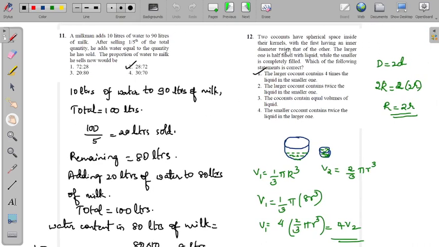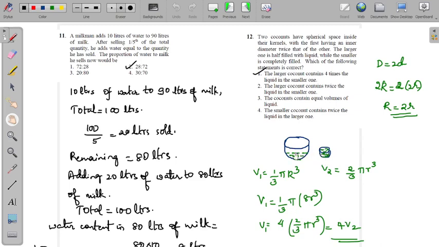Now the next question: two coconuts have spherical space inside their kernels, with the first having an inner diameter twice that of the other. The larger one is half filled with the liquid, while the smaller is completely filled. Which of the following statements is correct? So I have taken a smaller coconut and the larger coconut. This is half filled. This is completely filled.